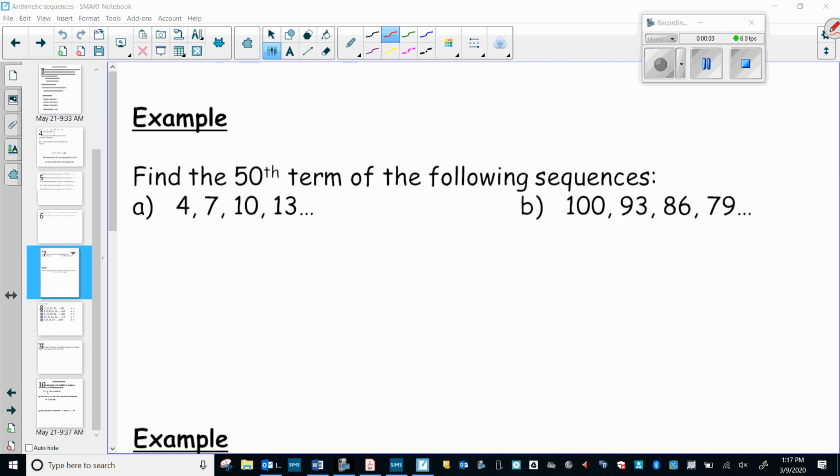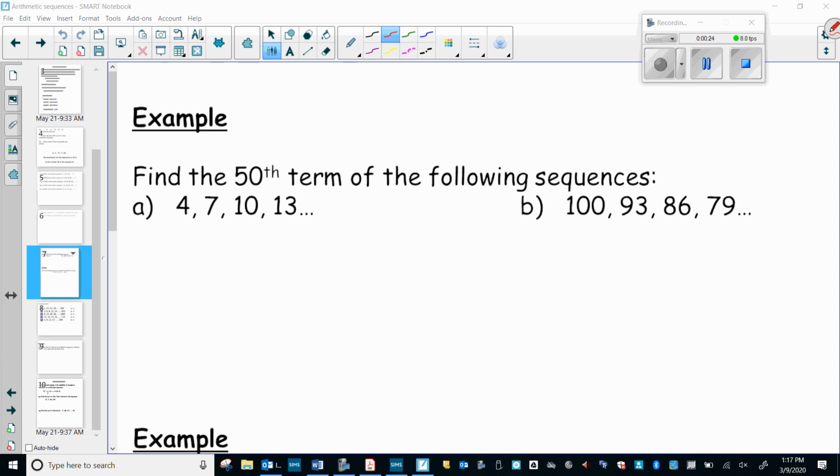Contact done today. Okay, so do you remember what an arithmetic sequence is? What makes something an arithmetic sequence? Hannah? Would it be something that goes up in the same increment? Absolutely. It goes up in the same increment each time.